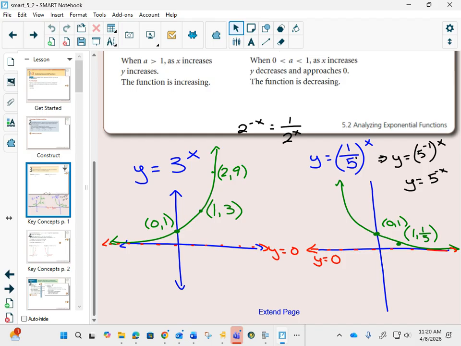I mean, you could find other points. Is it hard to plug in 2 and see that this is going to be 9? No. But you only need 0, 1, and 1, 3. Same thing if you had 1/5 to the x. You'd have 0, 1 again, and if I plugged in 1, I would have 1, 1/5. You still have the asymptote at 0.